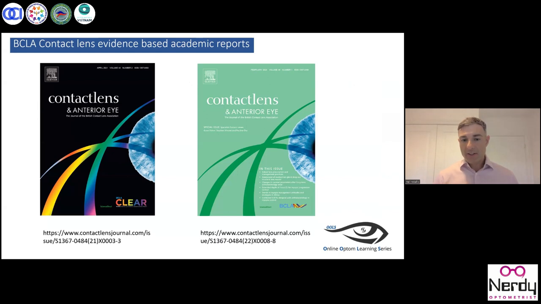There are also other special editions in those journals that have looked at, for example, specialty eye care and help us understand things that we should be doing there as well. And of course, there are publications in other journals as well. But at the time of doing the CLEAR reports, they actually reviewed over 19,000 publications on contact lenses. So you probably want to avoid reading 19,000 papers. There's probably over 20,000 papers now available. You could read these summaries, but they are still reports of over 300 pages.